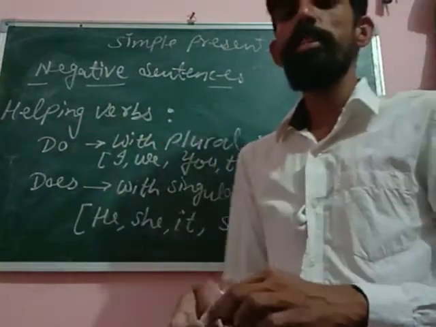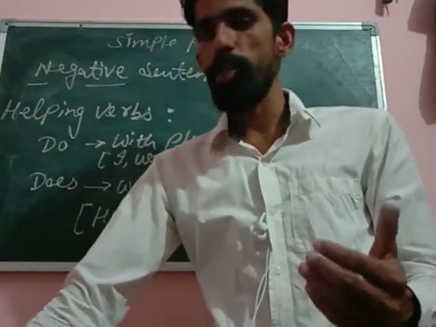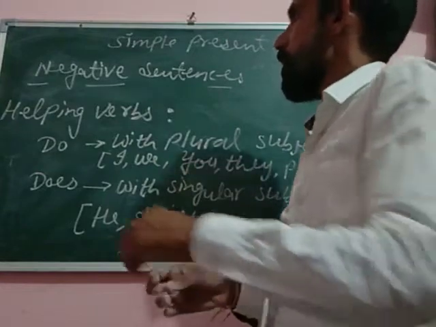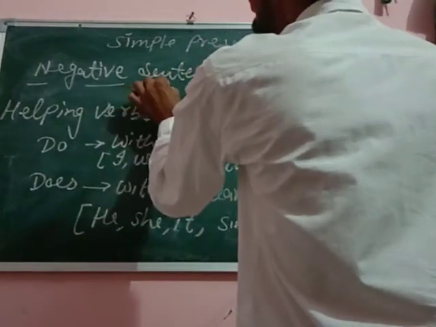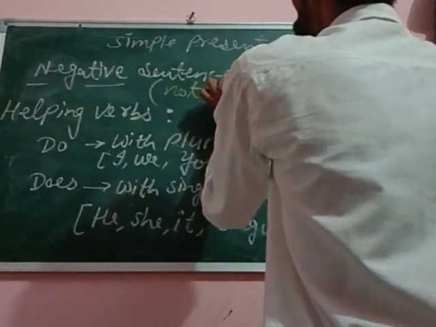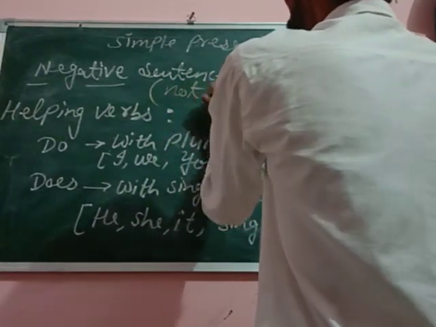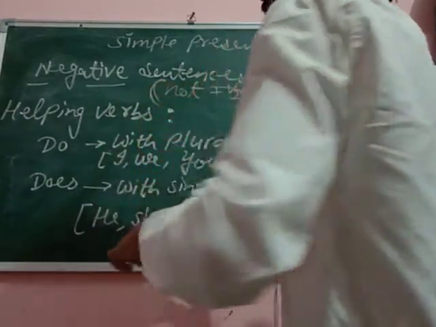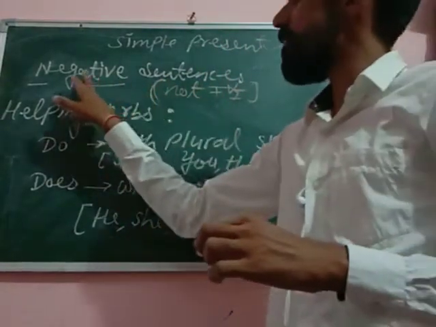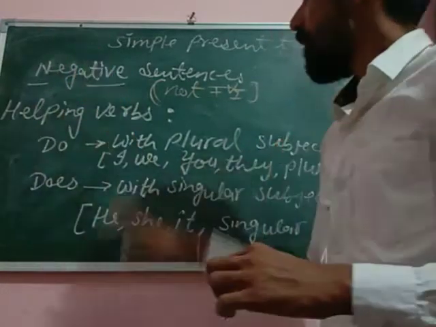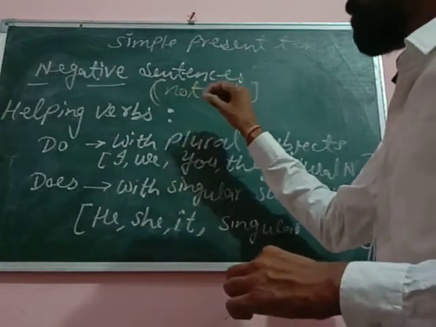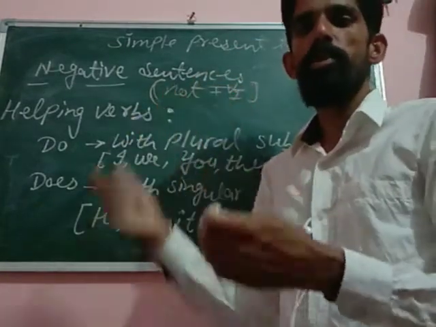A negative sentence means any sentence which gives a response in negative or in negation. So generally in such sentences we see "not" in brackets, not plus first form. If there is not plus first form in the brackets given in the question, in that condition we can easily understand that that particular sentence is a negative one. So that is the method which can help us to identify the structure of the sentence.